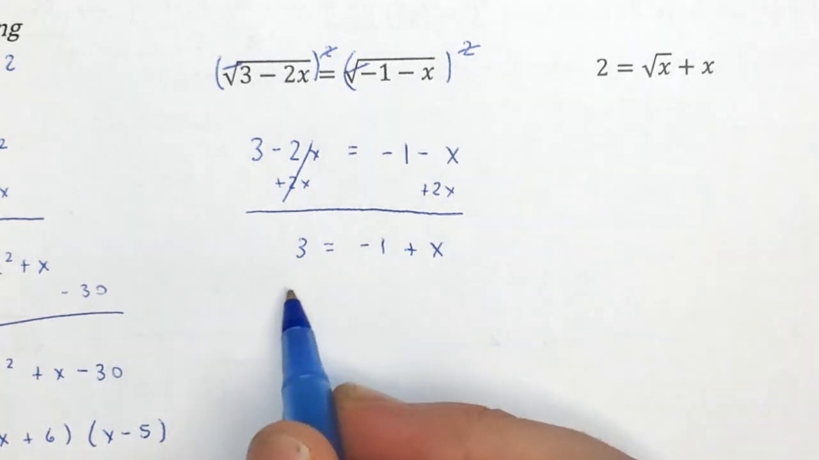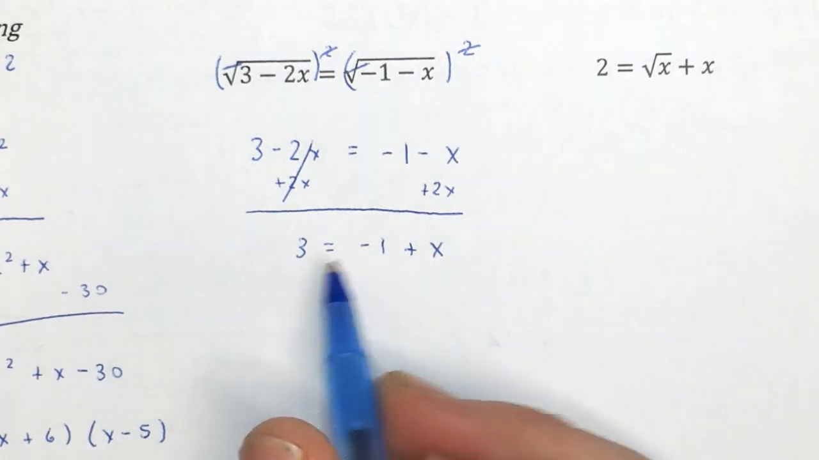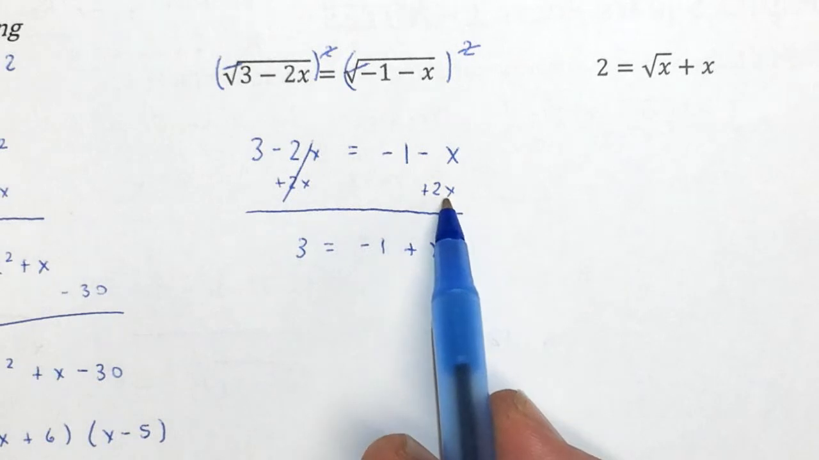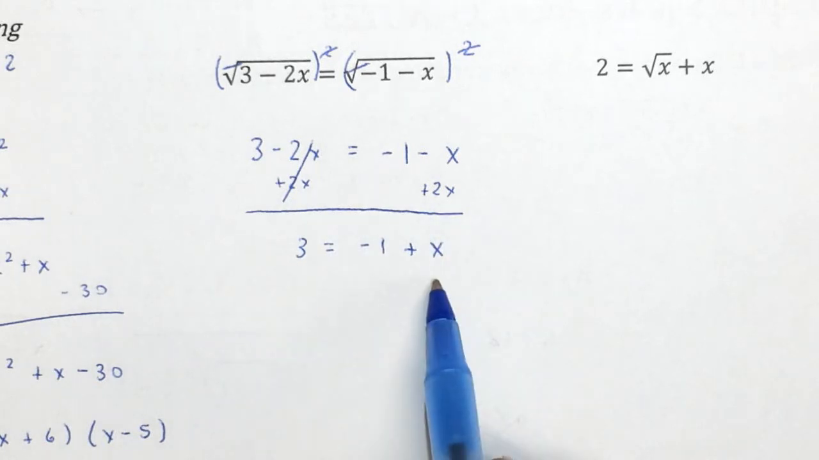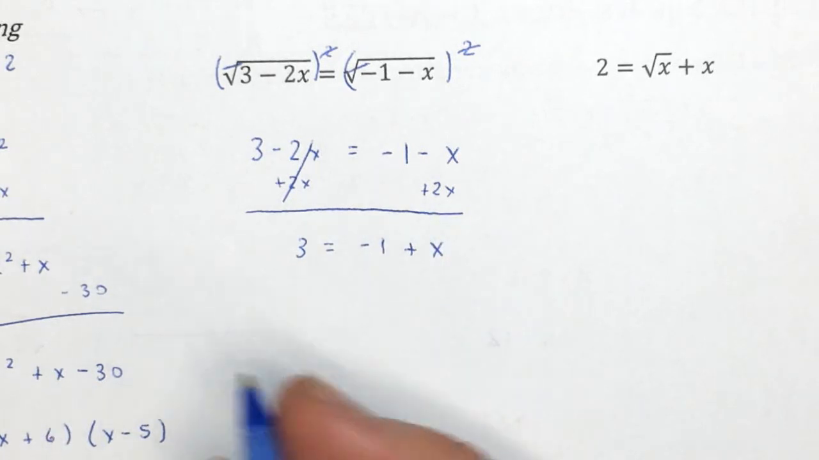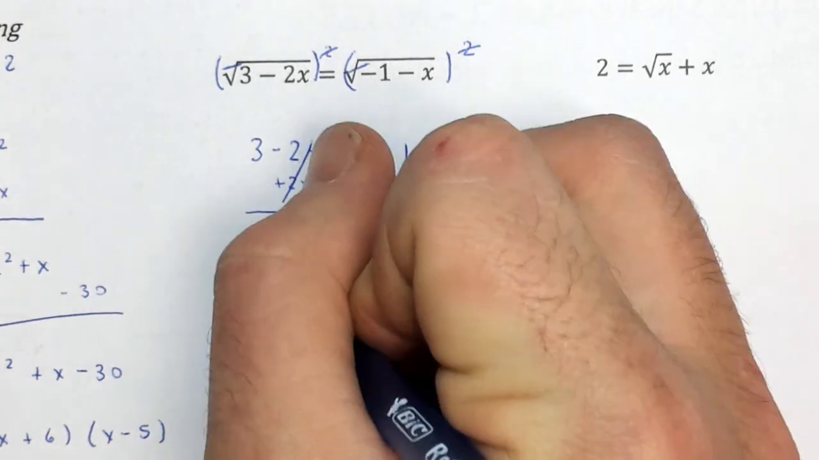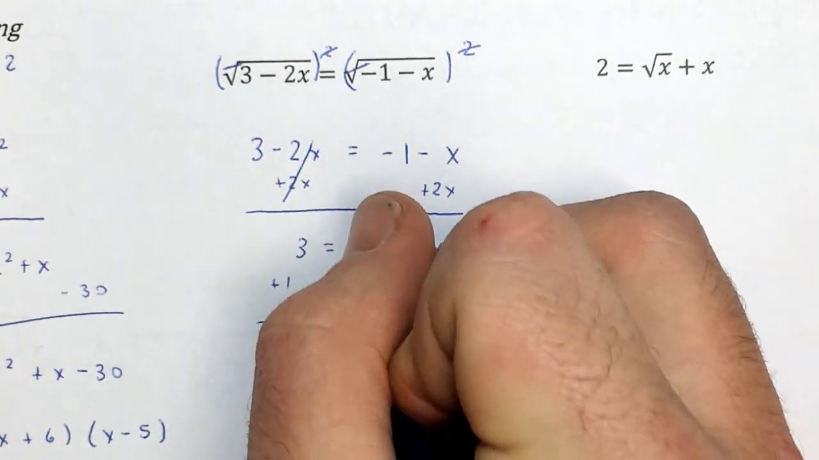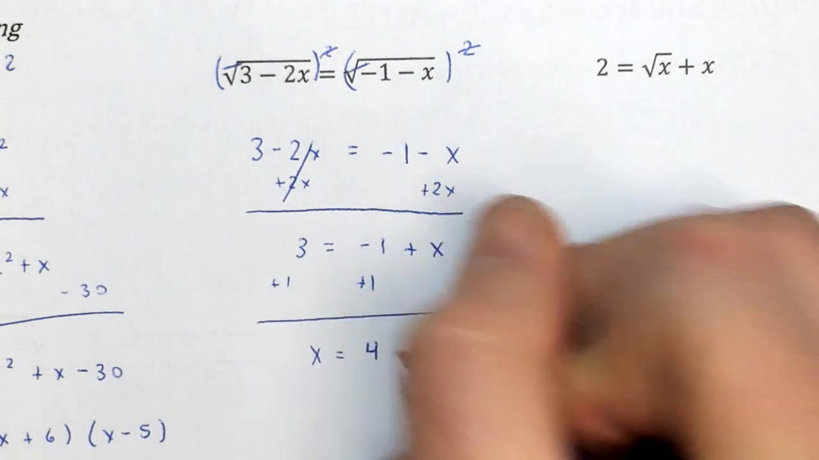Now check it, because some of you like to do this. Everyone look. I just moved the x to this side. I'm not going to move the 3 to that side as well. I'm going to move it to the opposite side. So I'm going to add 1. Add 1. I get x is equal to 4.